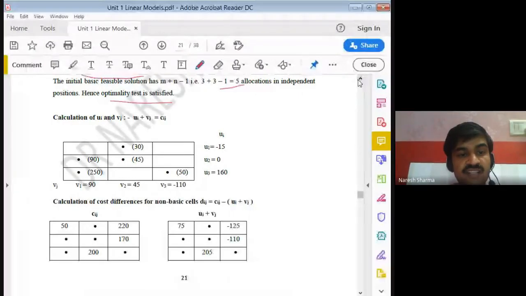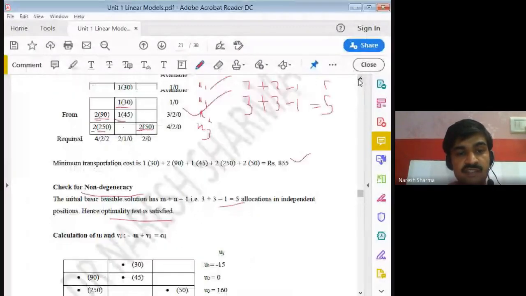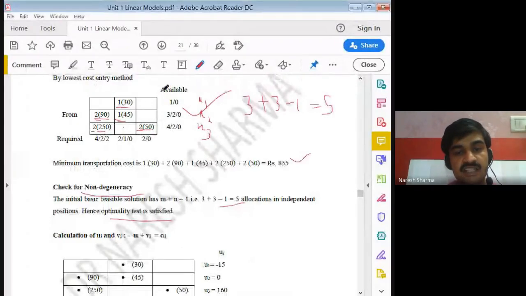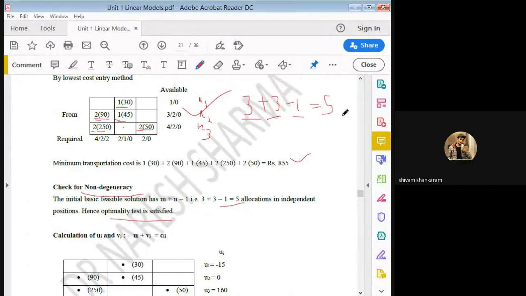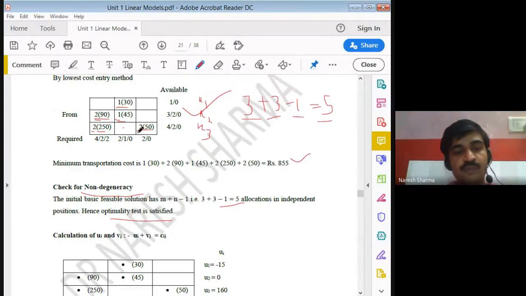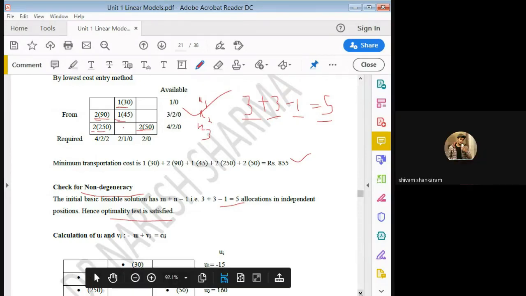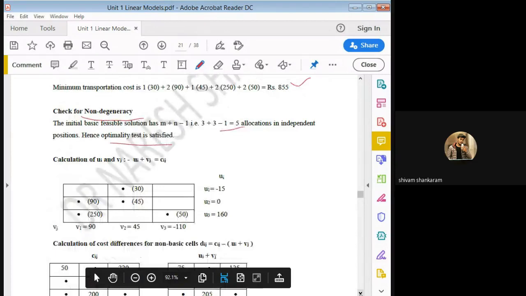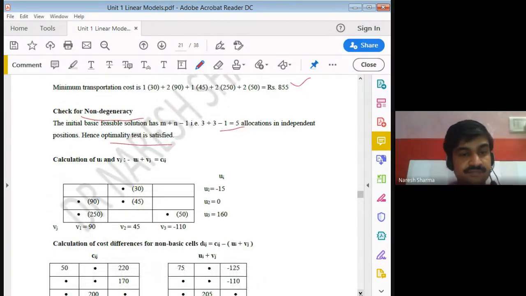Your number of rows is here 3, number of columns is here 3. So it is 3 plus 3 minus 1, which is the formula m plus n minus 1, which is 5. So this allocation should be 5. If it is not 5, then it is a degeneracy case. If it is 5, it is a non-degeneracy case, right? What happens if it is a degeneracy case? That we will discuss later. Okay.